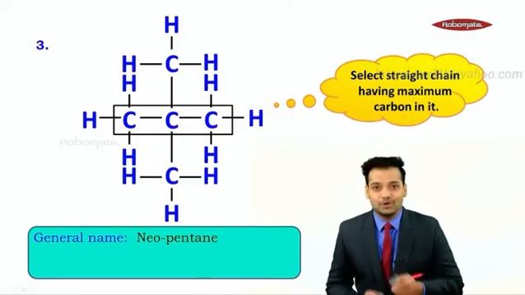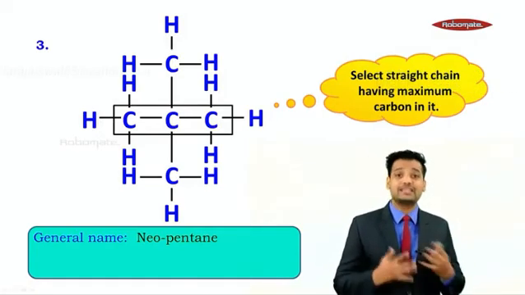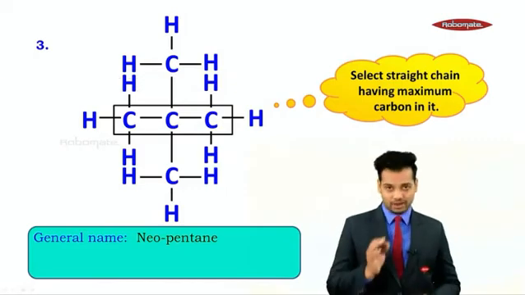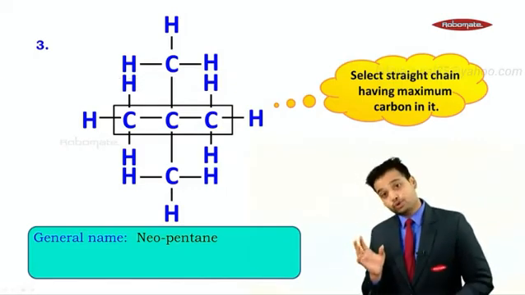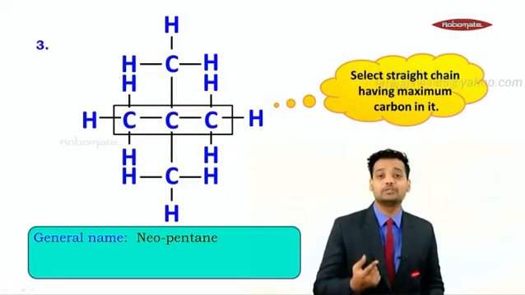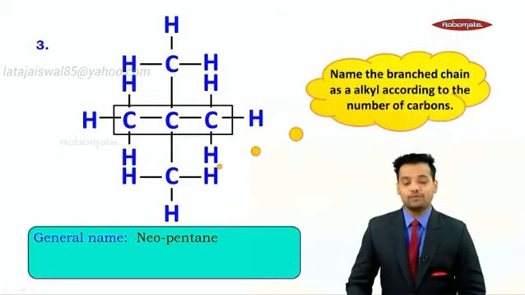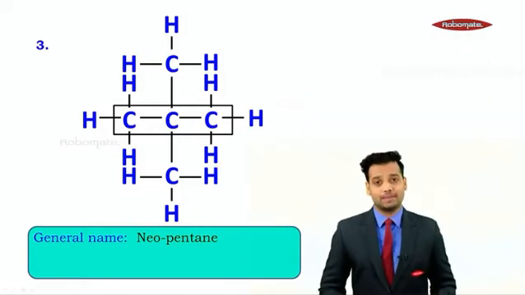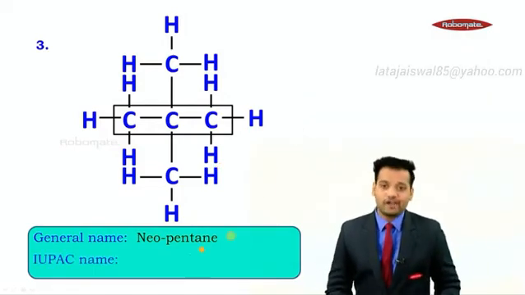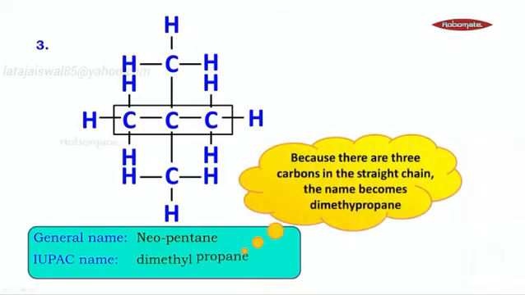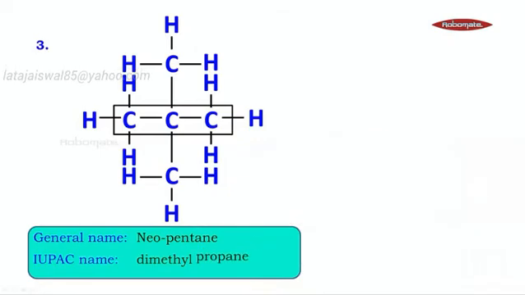No. Why should you call it methyl propane? It is redundant. It sounds almost like you're repeating things. So instead of saying methyl twice, we are going to say dimethyl propane. And that is how you do the structural IUPAC naming of isomers. Dimethyl because there are 2 methyls, and propane because there are 3 carbons in the straight chain.